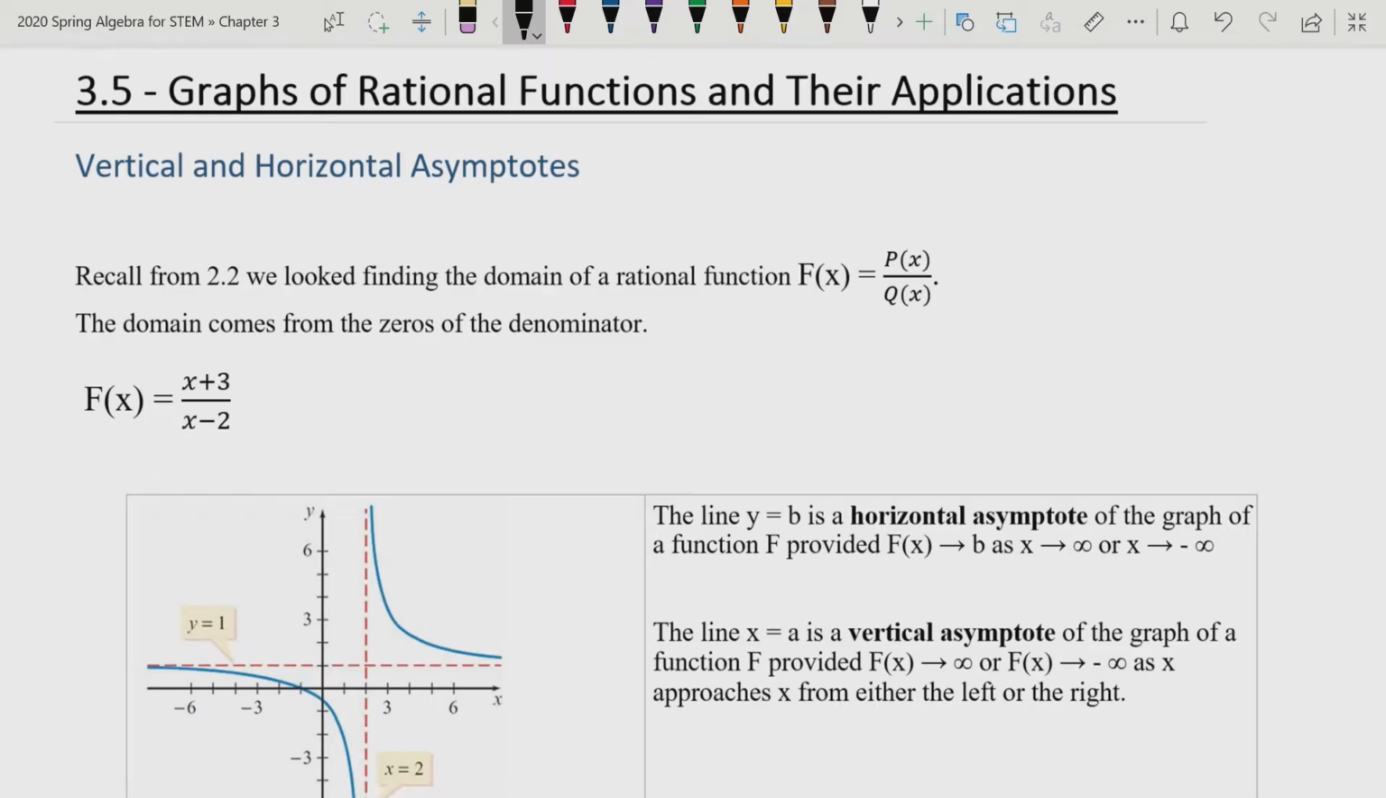Section 3.5 Graphs of Rational Functions and Their Applications. Vertical and horizontal asymptotes. Recall, from 2.2, we looked at finding the domain of a rational function f of x, which was p of x over q of x, one polynomial divided by another. The domain came from finding the zeros of the denominator.